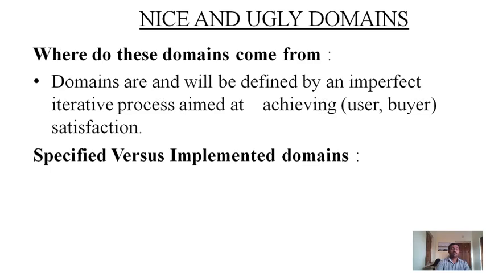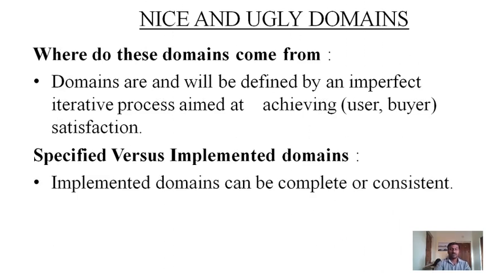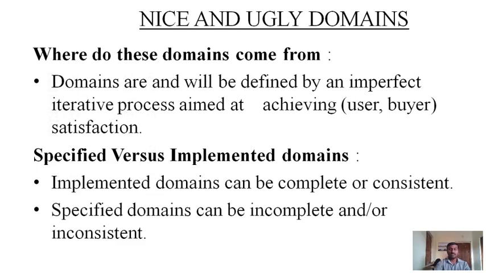Then, specified versus implemented domains. Implemented domains can be complete and consistent. Specified domains can be incomplete and inconsistent. So some of the domains may be implemented domains and some may be specified. Implemented domains are complete and consistent domains, while specified domains are incomplete and inconsistent domains.